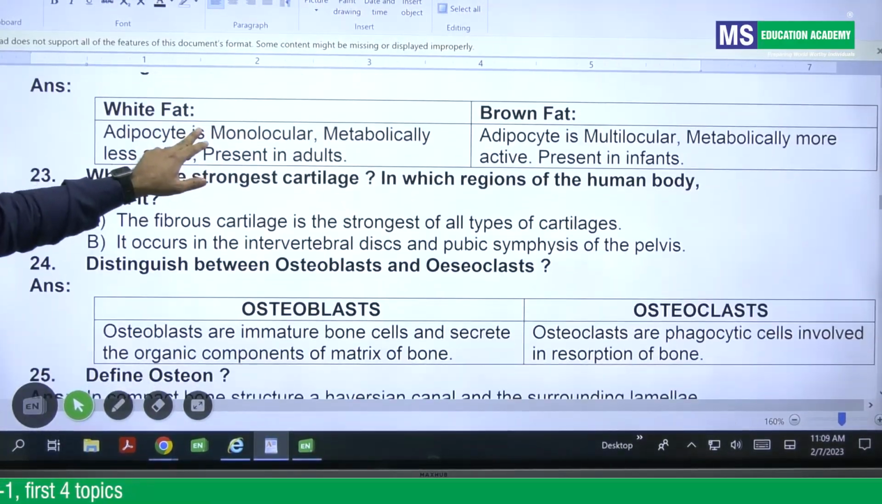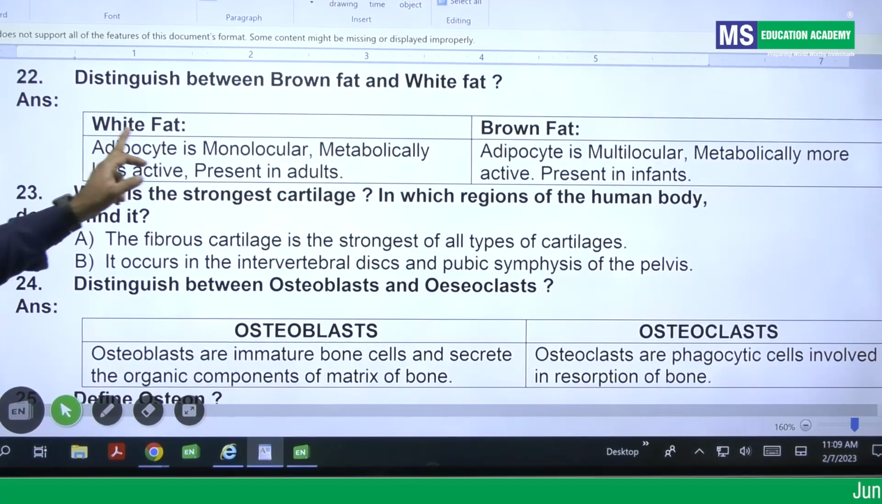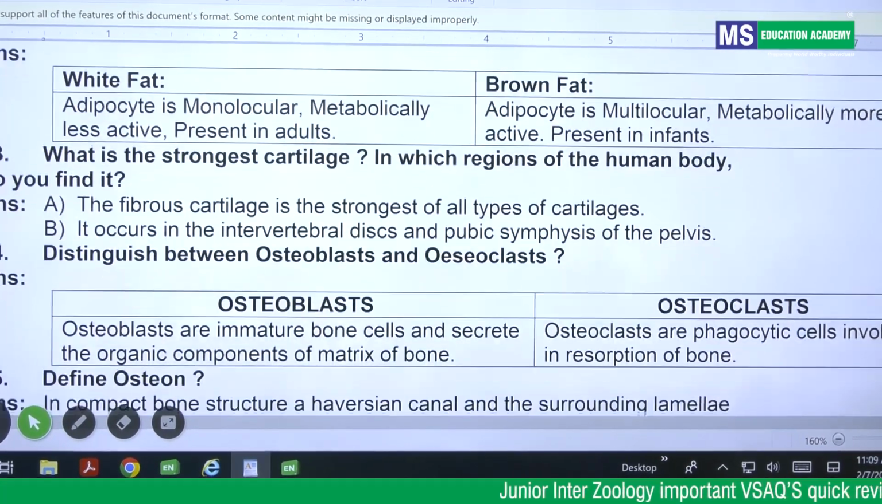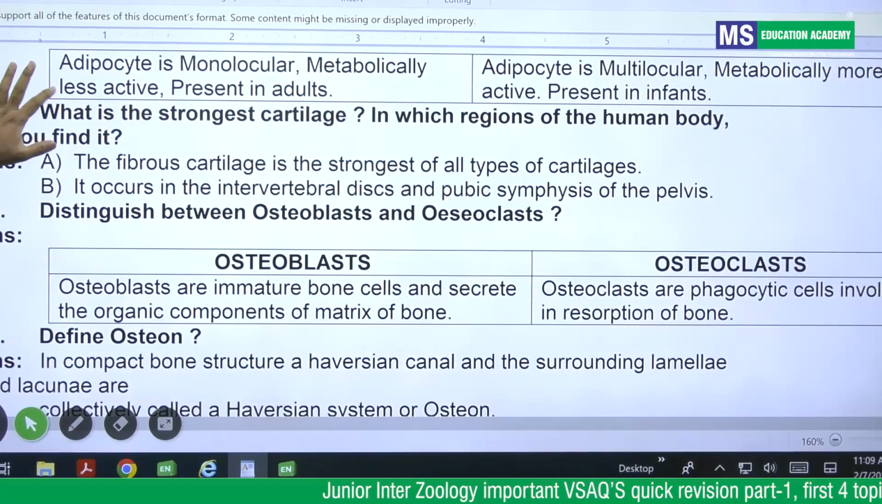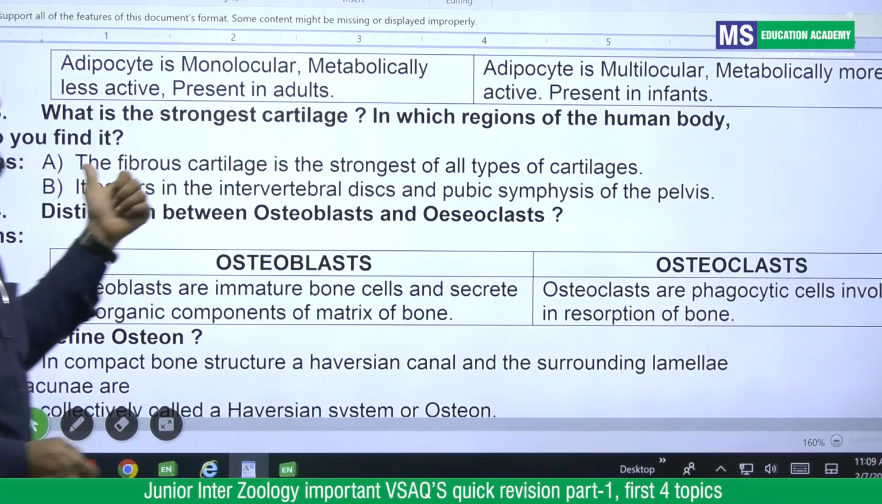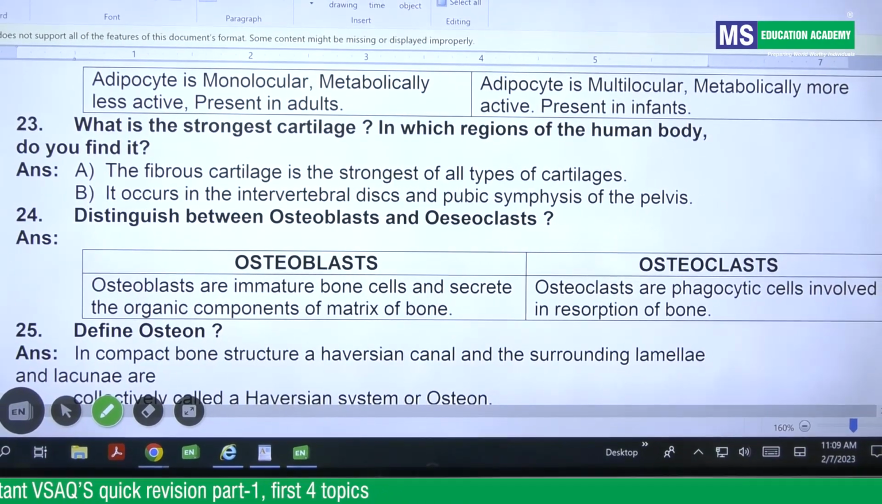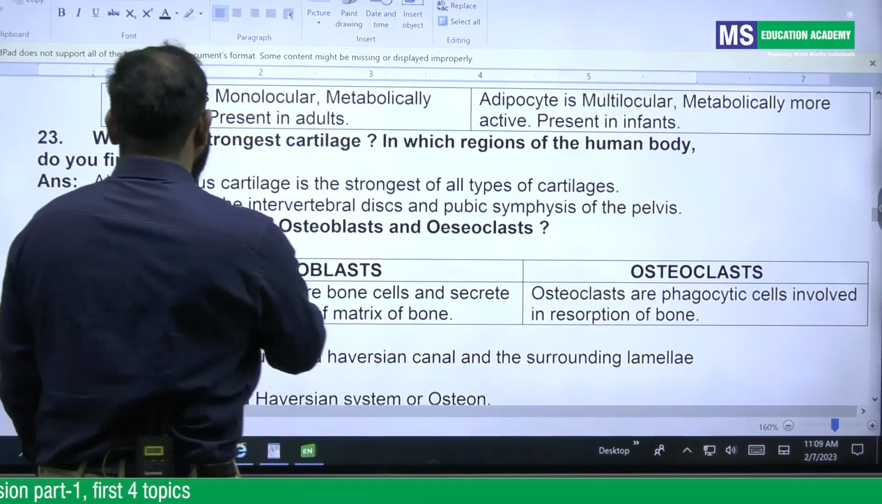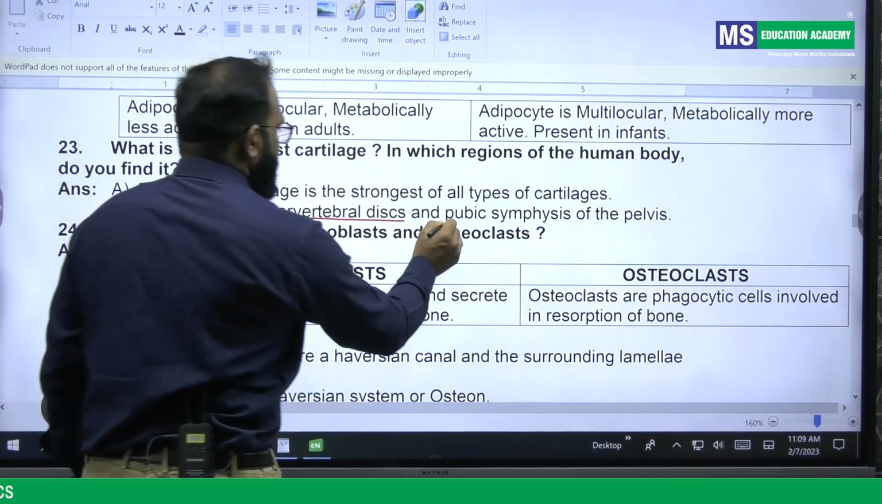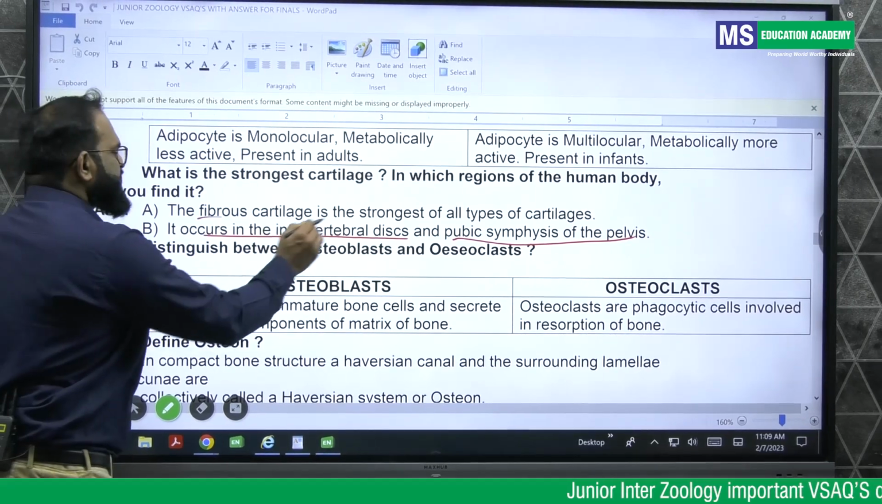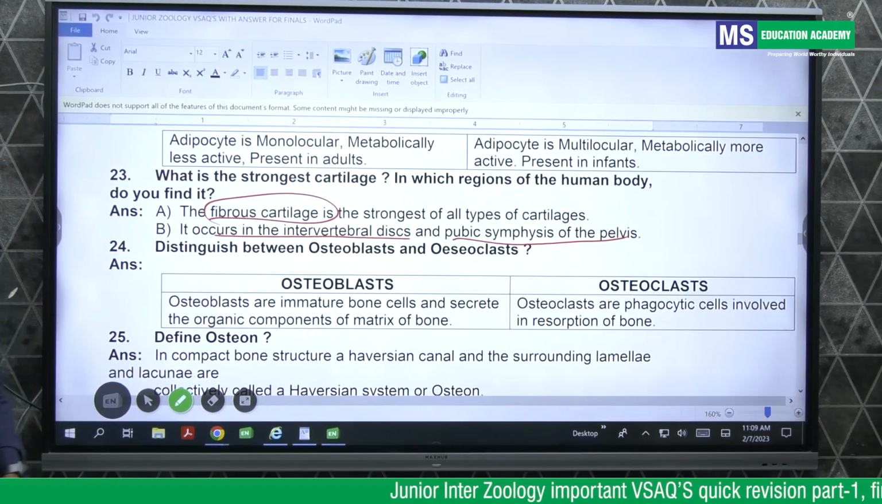Distinguish between brown fat and white fat. Brown fat, BAT; white fat, WAT. Which is the strongest cartilage? In which regions of the human body do you find it? Example for the strongest cartilage, it is present in intervertebral discs and pubic symphysis or pelvic, and the answer is fibrous cartilage.